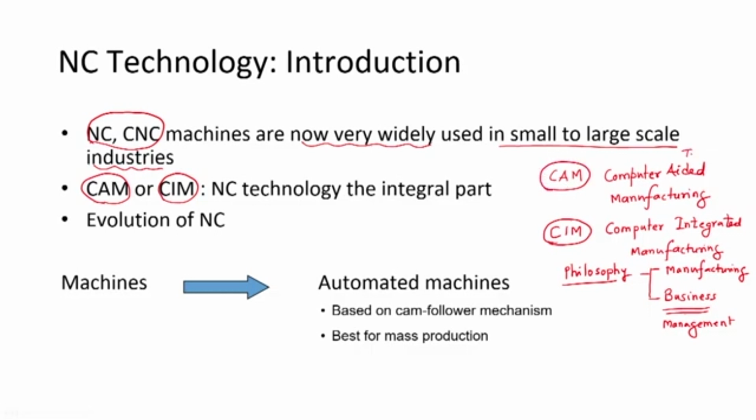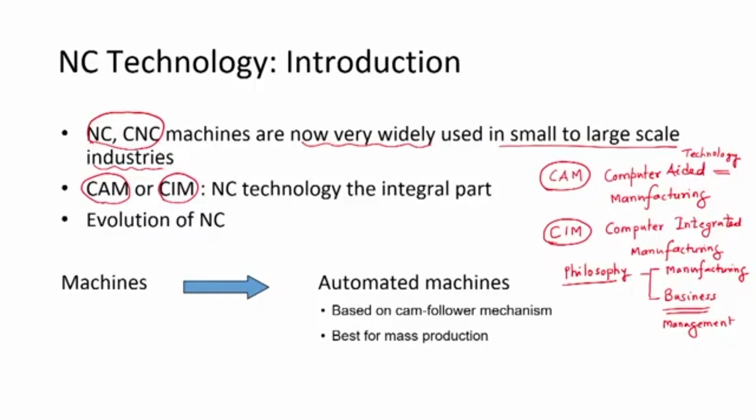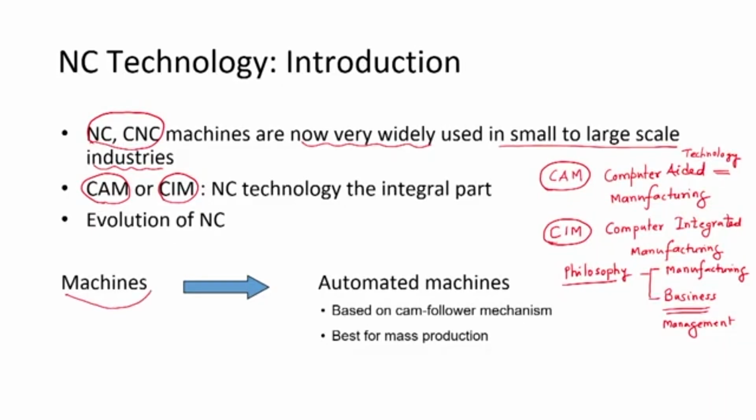So, the ordinary, very basic or conventional machine tools were transformed into automated machines sometime in the mid 19th century, and they started using the cam follower mechanism, and the objective was mass production. A manually operated machine was not able to come up with faster production for multiple numbers of parts. So, by having the cam follower mechanism, the engineers started developing products at a mass scale.